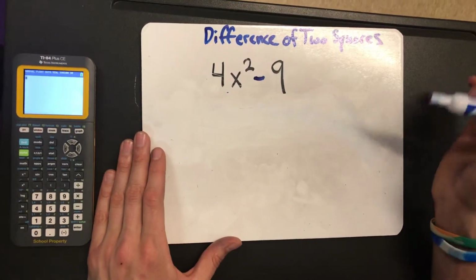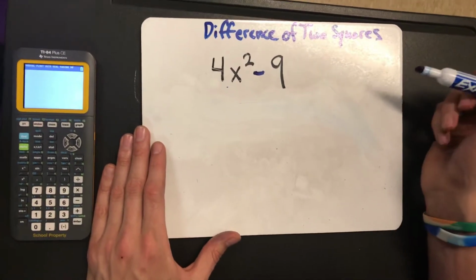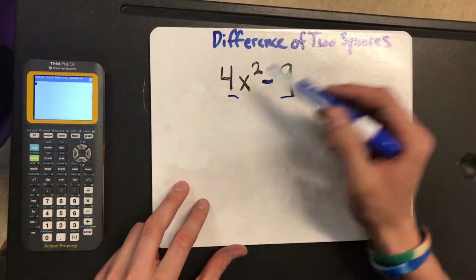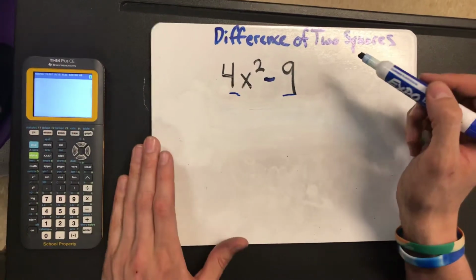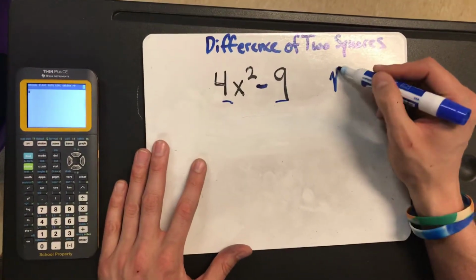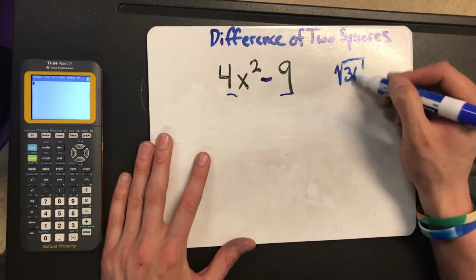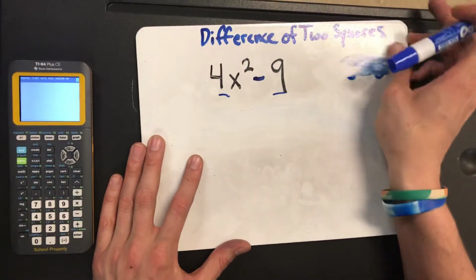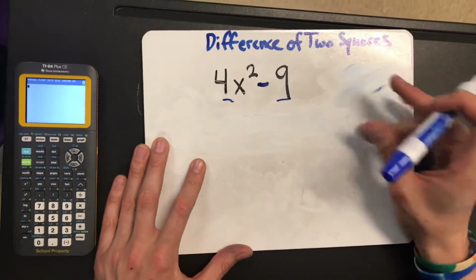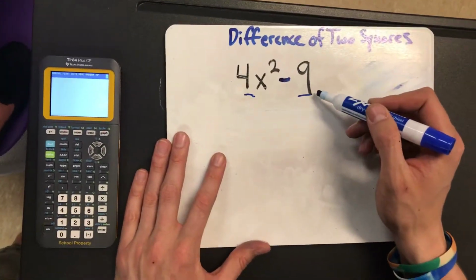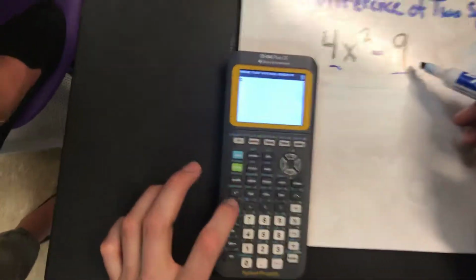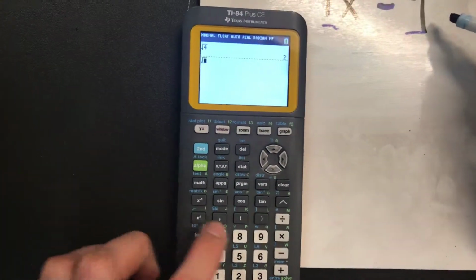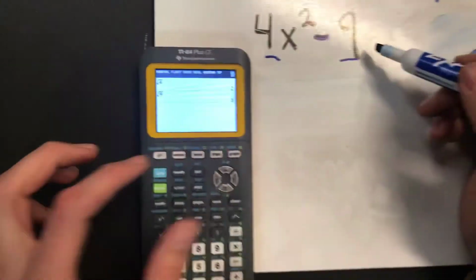Whenever you use this trick, you can only use it when you have two terms, which we do in this case, and when each term is what we call a perfect square, which we went over in our last video. Remember, a perfect square is when you take the square root of a number and you get a whole number. So first we check to see that our first and last term are a perfect square, which we can do with our calculator. Square root of 4 is a whole number, 2. Square root of 9 is a whole number, 3.